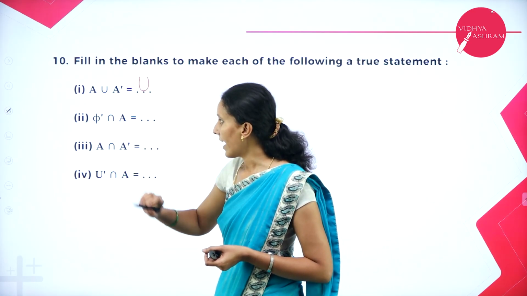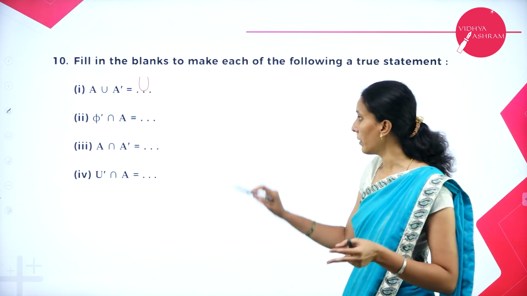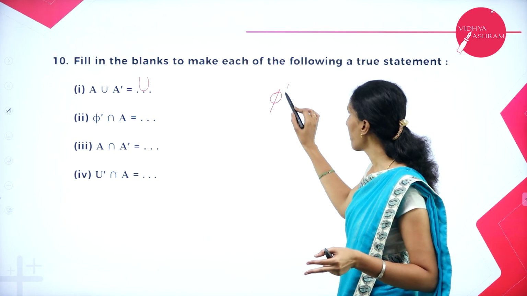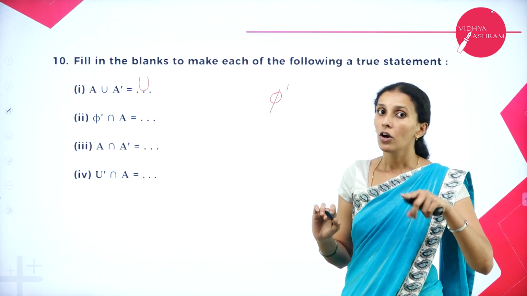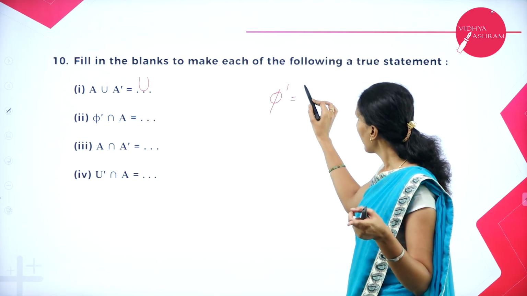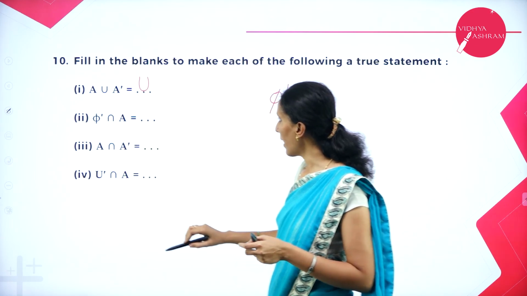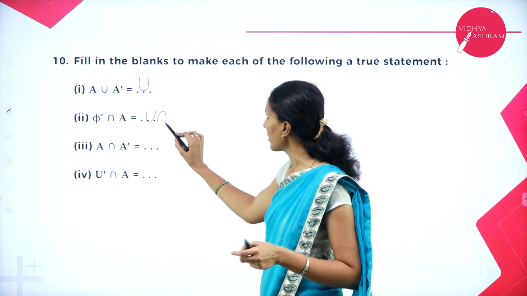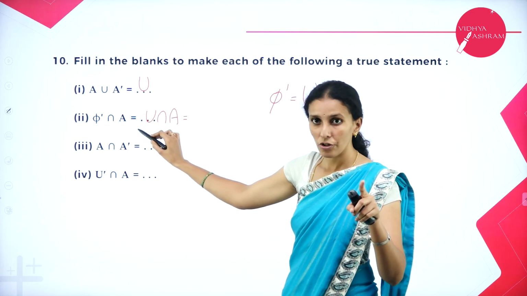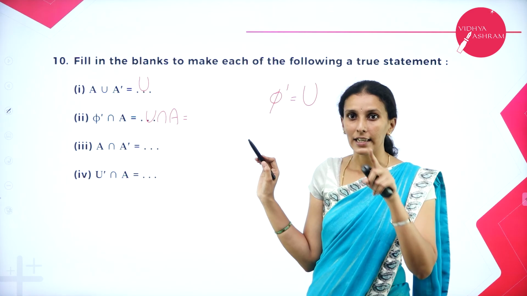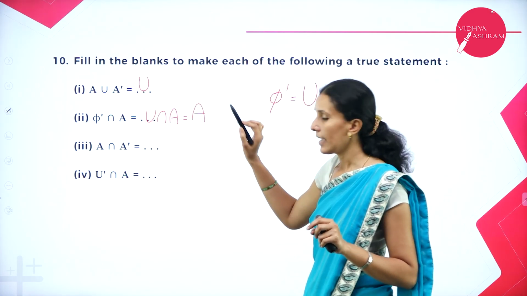Next, phi dash. We have learnt the law of phi and U in complement. Phi means empty set, no elements. The complement of the empty set is all the elements, that means U. So here this is nothing but U intersection A. When you are intersecting, A is a subset of U, so when you intersect a subset with its set, your answer will be A.